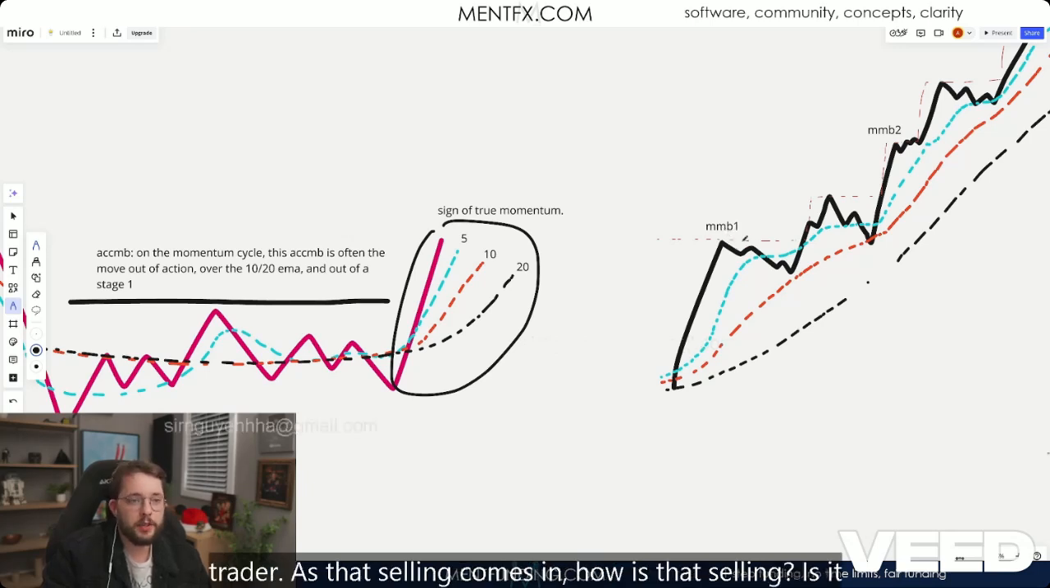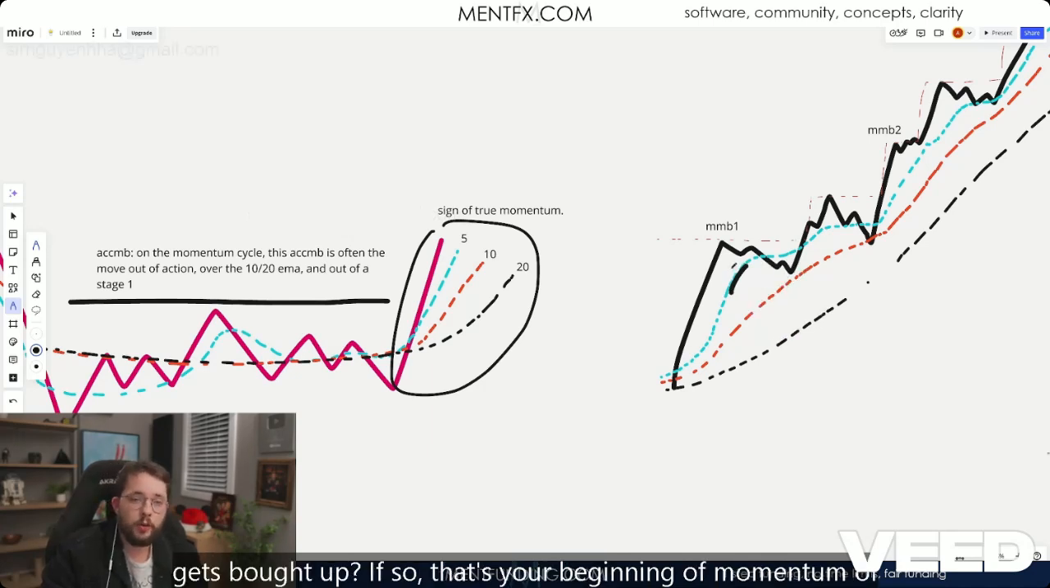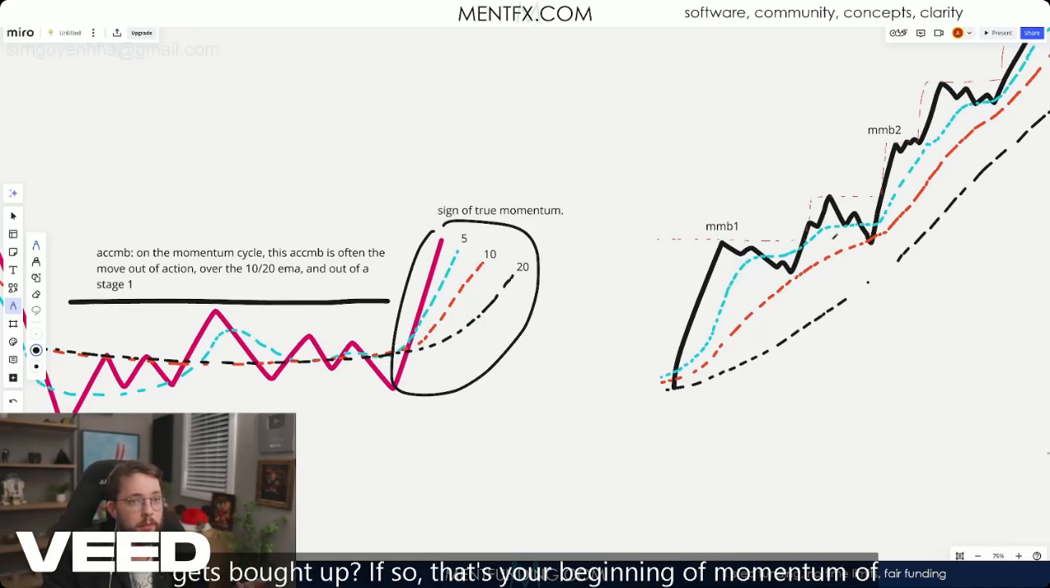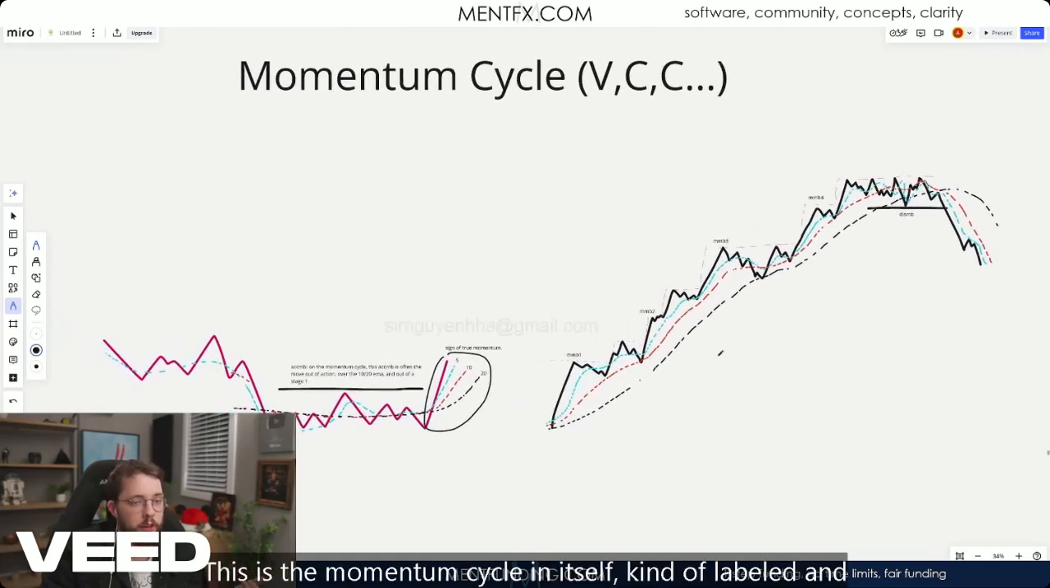As that selling comes in, how is that selling coming in? Is it drastic? Is it large? Is it sustained in a way where price comes to the 5, rising 10, rising 20, and gets bought up? If so, that's your beginning of the momentum cycle. Here it is. This is literally it. This is the momentum cycle in itself, kind of labeled and shown in a much better light.